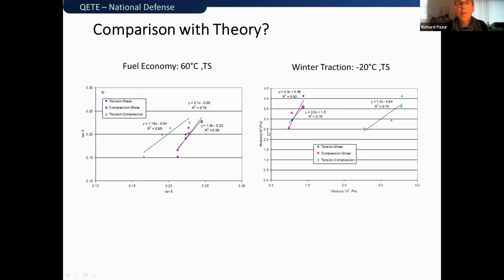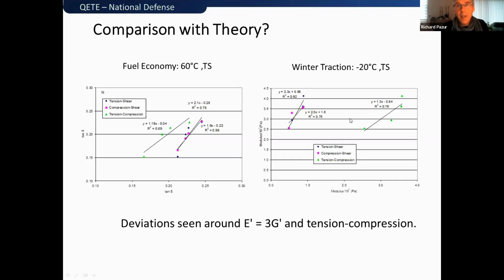Look at winter traction. Remember I talked about storage modulus. Here we look at the tension to shear, compression to shear. Numbers look a little bit better. We're closer to 3 here. We got a 3.3 and we got a 2. Again, we're off on the tension compression. It's 1.3. It should be 1, the slope. So definitely there are some deviations around E prime equals 3 G prime and the tension compression, which should be 1 to 1, according to theory.